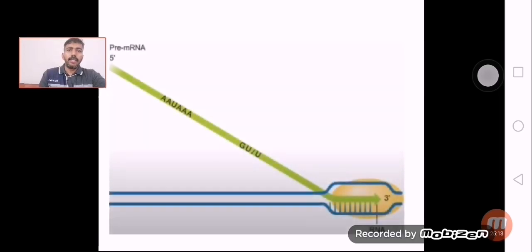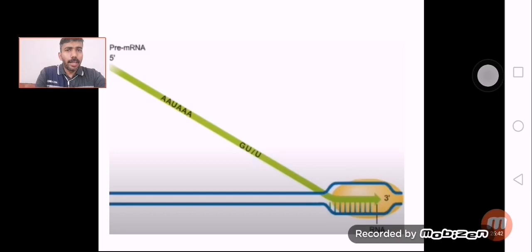So we'll see, this is the site. Even though there is no specific site for termination, we can see that there is a specific site for polyadenylation in the pre-mRNA molecule. What about polyadenylation? We will discuss that in the RNA processing presentations. Polyadenylation is an important event which is present in all mRNA molecules, right?